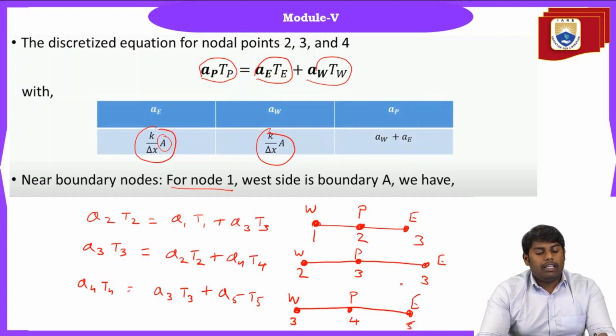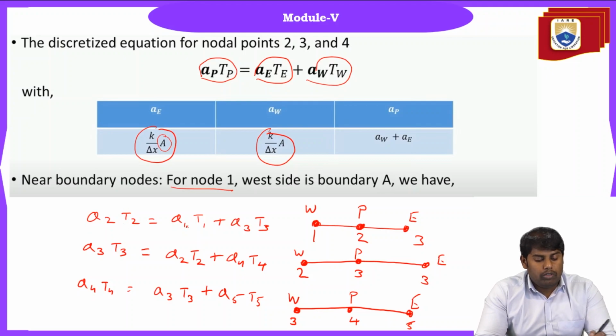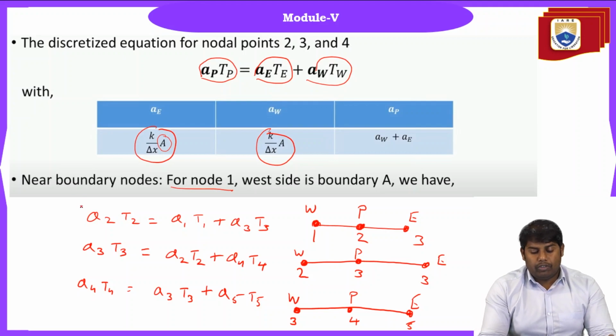Fine. So these are the discretized equations for the nodal points 2, 3, 4. A2 T2 is equal to A1 T1 plus A3 T3. A3 T3 is equal to A2 T2 plus A4 T4. Next, A4 T4 is equal to A3 T3 plus A5 T5. Whatever formulation we have written is done for a 1D element using the finite volume formulation.